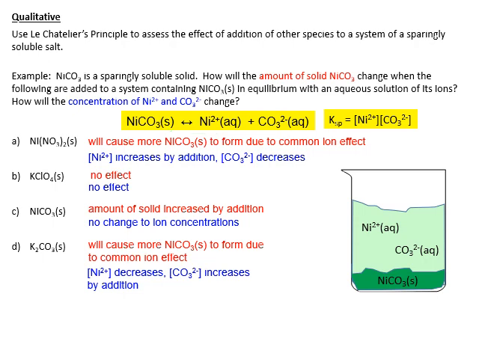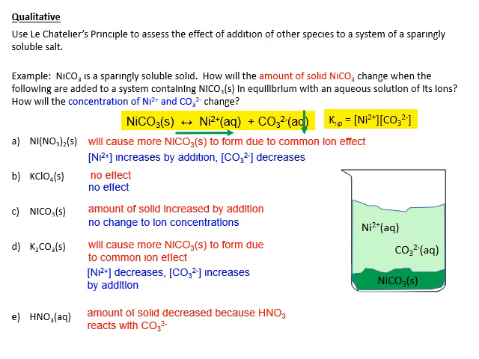What if we add some nitric acid? Addition of nitric acid causes a reduction in the amount of solid because the acid reacts with the basic carbonate ions. This removes one of the products, causing a shift according to Le Chatelier's principle towards products. This will decrease the amount of solid present. The concentration of nickel ions in solution will increase by the dissolution reaction, but the concentration of carbonate ions will decrease because they are being removed by reaction with nitric acid.